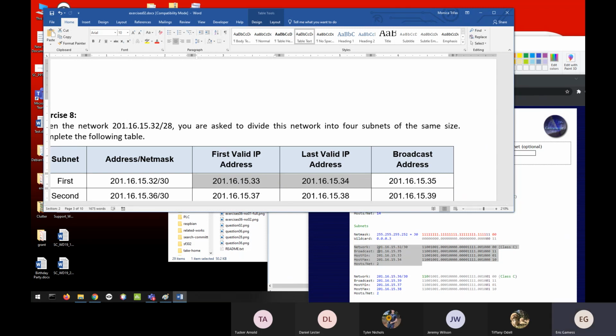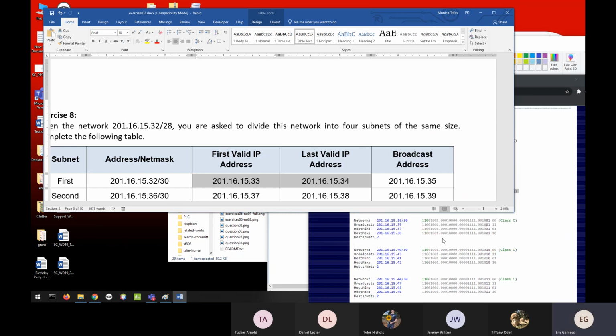The broadcast address is 201.16.15.35, as we have here. The first valid IP address is 201.16.15.33, as we have here. The last valid IP address is 201.16.15.34. The number of valid IP addresses is 2. Look, it gives you the information here in binary. This is what I like also.